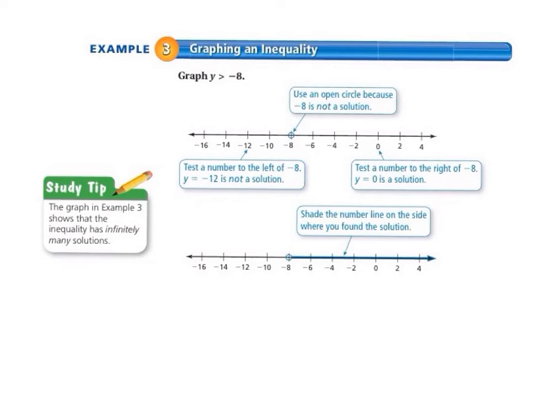Moving on to example 3, graphing an inequality. We're going to graph y is greater than negative 8. And we use an open circle because negative 8 is not a solution. So whenever our circle is open, it means that the number that is circled is not a solution. This is really important, and you need to just remember that. So open circle means that the number you're starting on is not part of the solution. And a closed circle, write that on here somewhere, and you can add these to your notes, means that it is part of the solution.